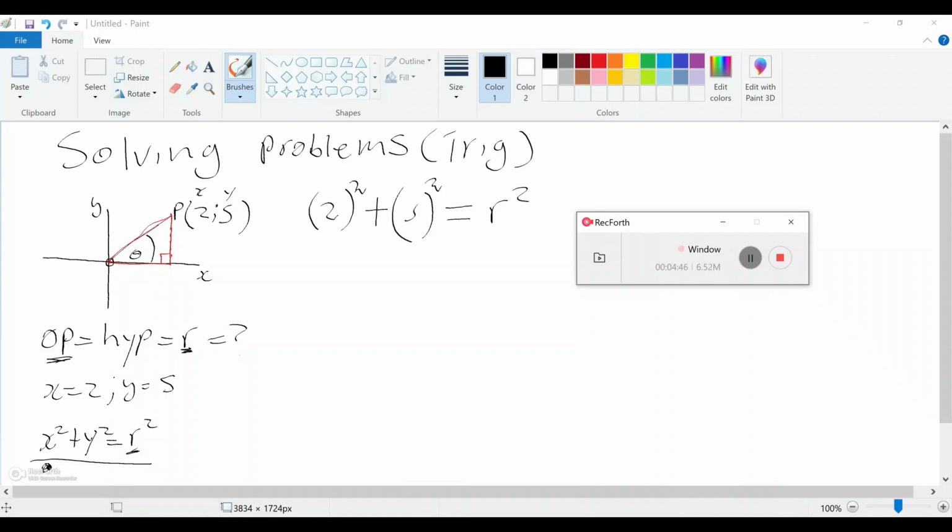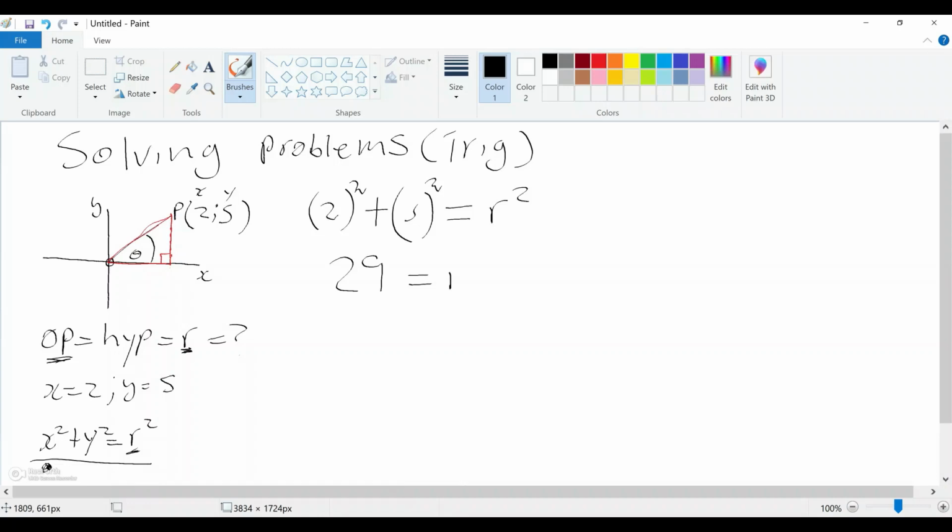Anyway, let's continue. When we do this problem, we have to put this in a calculator. We're going to have 4 plus 25. What is 4 plus 25? Let me use the calculator. 29. And this is equal to r squared. There we go. But now we are not looking for r squared. Remember, the hypotenuse is r, not r squared. So we need to square root this.